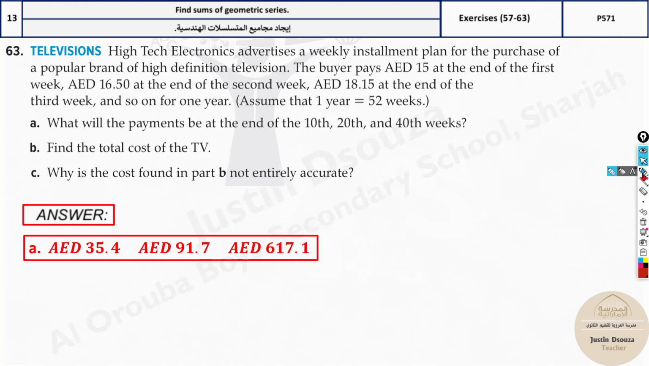Now let's go to the next part. Find the total cost of the TV. What is the total cost? How much money will be paid after 1 year? So the first term, again, we know A1 is 15. R we just now found out to be 1.1. What is N to find out the total? N is 1 year, right? 52 weeks. It's in terms of weeks.